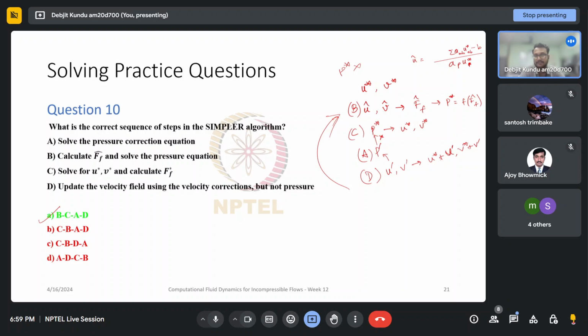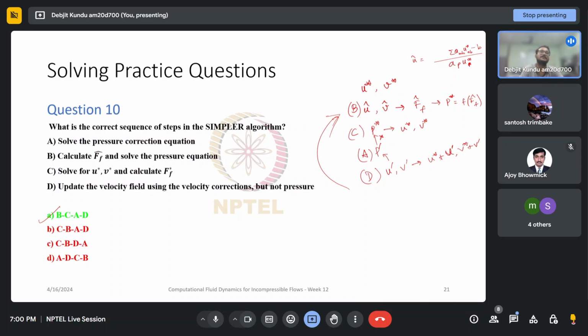Any questions on this? So not very clear. Okay, so let's go through this again. Physically unable to understand this. Yeah, that's difficult because we are talking about numerical algorithms here. But the sequencing is not very clear.